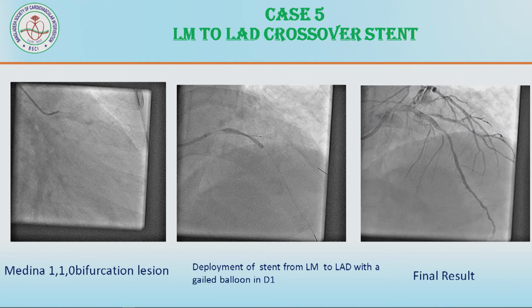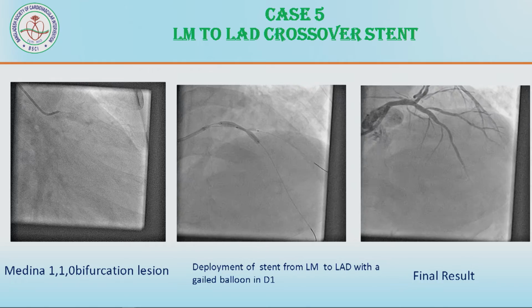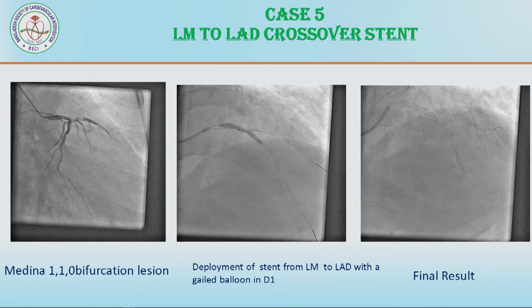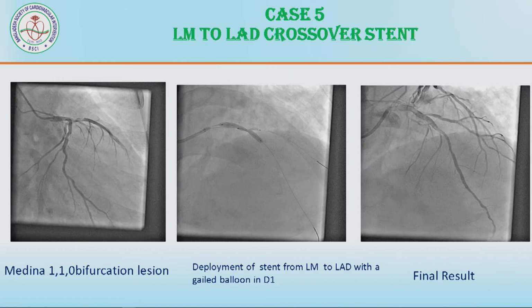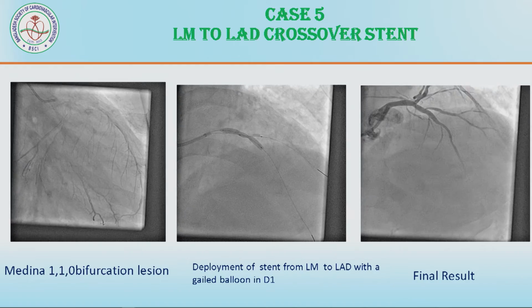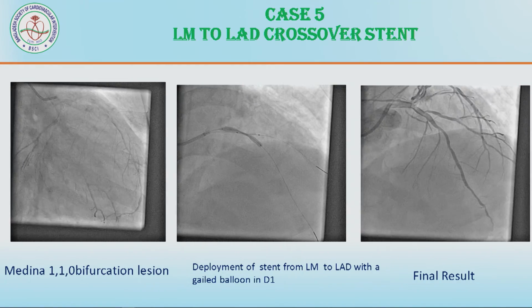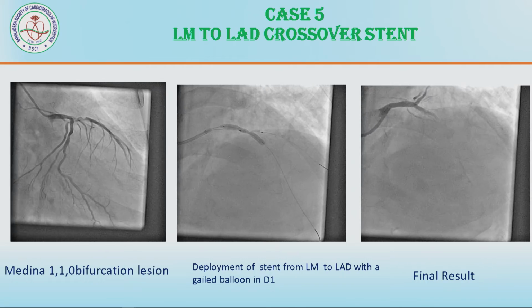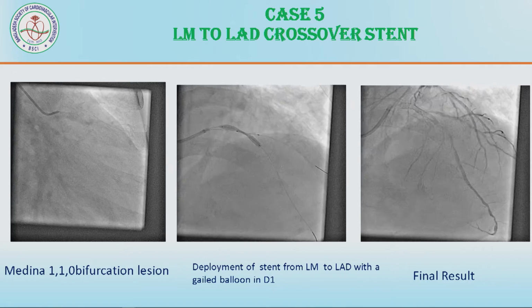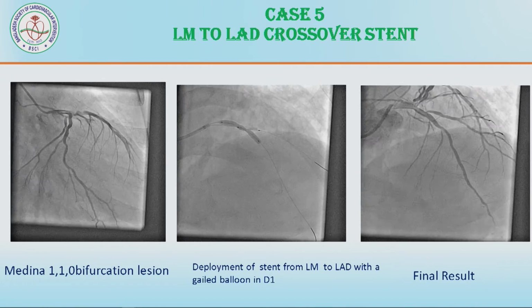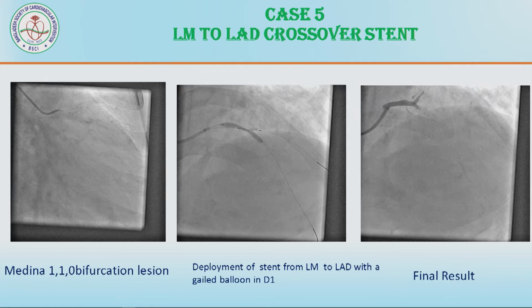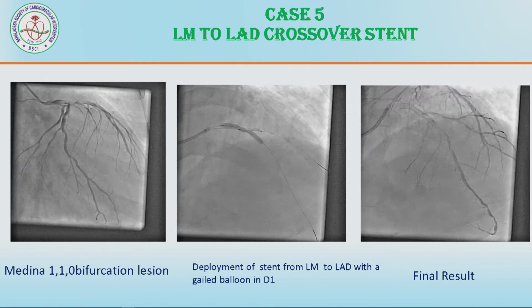So this is an LM to LAD crossover stent. Here there was an LM, LAD and LCX Medina 110 bifurcation lesion, but there was a 111 lesion with LM to D1, LAD to D1. So deployment of the stent from LM to LAD was done, but keeping a jailed balloon in D1. So this is the final result.